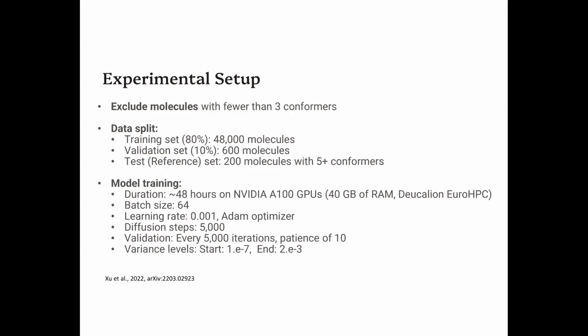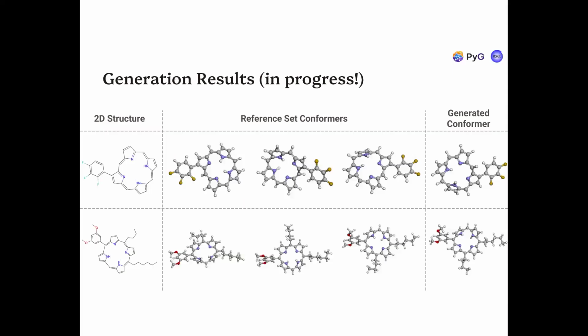And for validation, we validate every 5,000 iterations with a patience of 10. And the variance levels to be used in the diffusion process started with 10 to the power of -7 and ended at 2 times 10 to the power of -3. So this is the first result, because the data set is still very small and can be expanded.